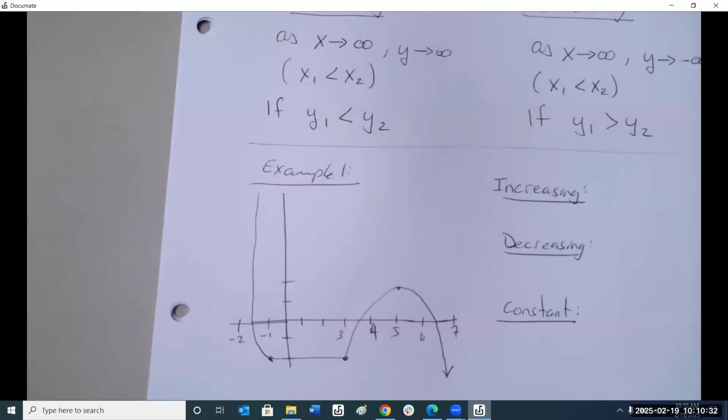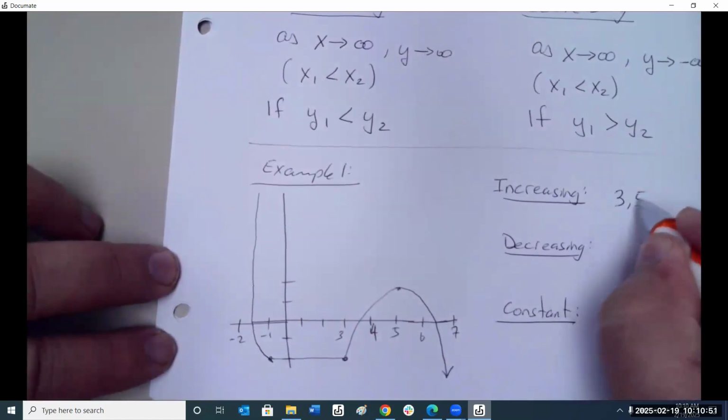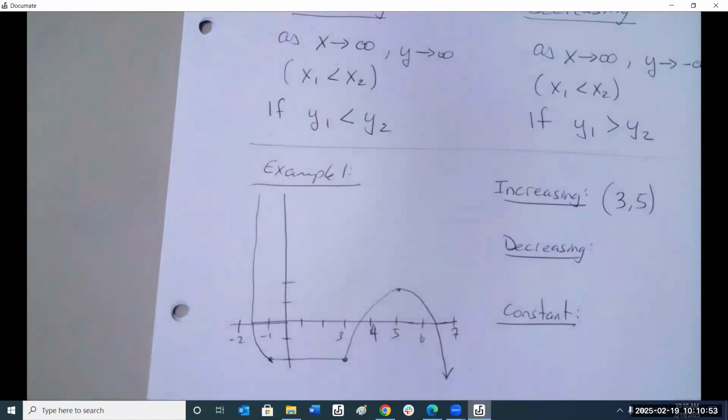Now, when we talk about where a function is increasing or decreasing or constant, we only look at the domain, the x values. So in the first one, where is it increasing? From 3 to 5, and it's open parentheses. Why is it open parentheses? Because at 3 and at 5, the graph is not doing anything. Is it increasing there or is it decreasing there or nothing? We don't know. So that's why we always use open parentheses.